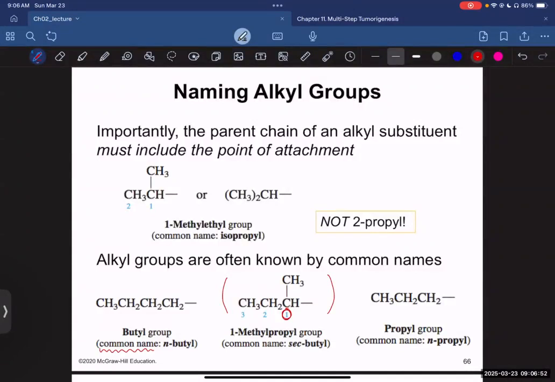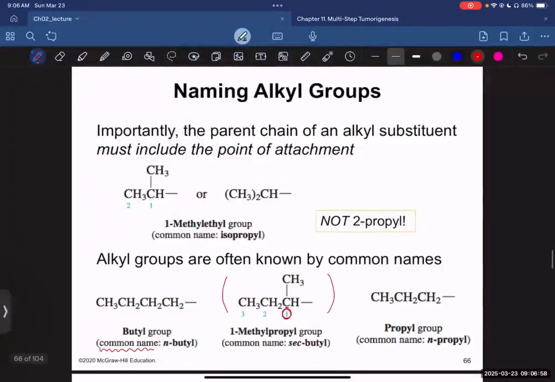And from here, we're going to do the same thing like we did with alkanes. We're going to find the longest chain possible, which is going to be 1, 2, 3, 3 carbons long. So it's going to be, in this case, instead of a propane, a propyl group, because it is an alkyl group that's coming off of it. And we have the first carbon attached a methyl group. So it's going to be a 1-methyl propyl group.